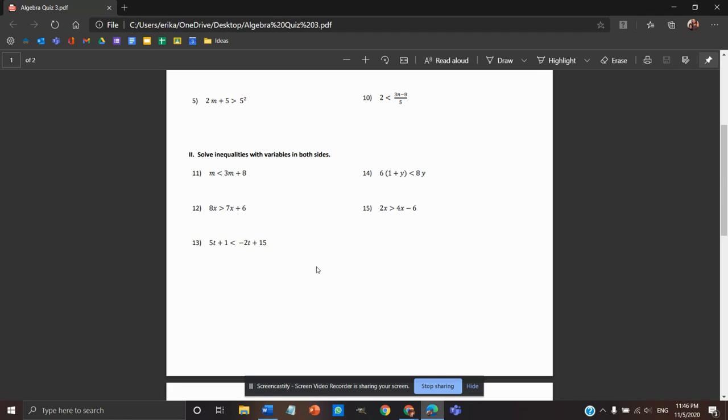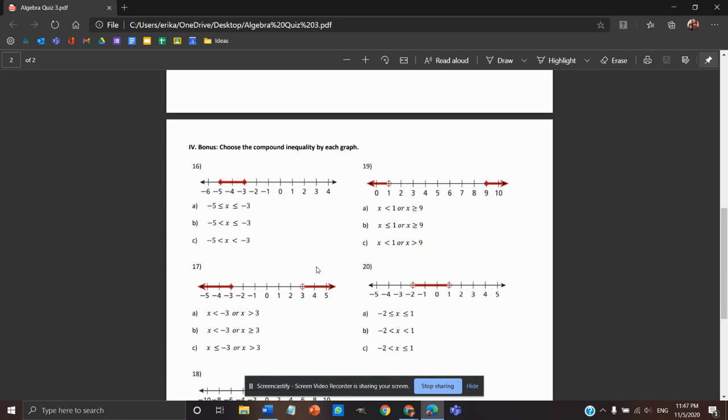In the second part, it says solve inequalities with variables on both sides. And what I recommend is that you put all your variables to one of the sides of the inequality and try to solve for that one. Remember that if you have to multiply or divide by a negative number, your inequality changes direction. So just be aware of that.